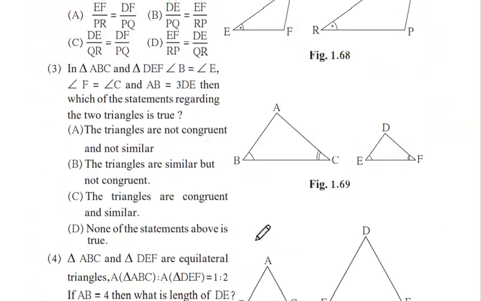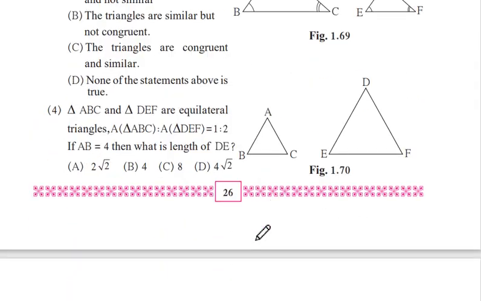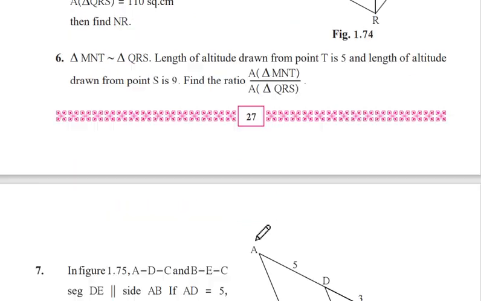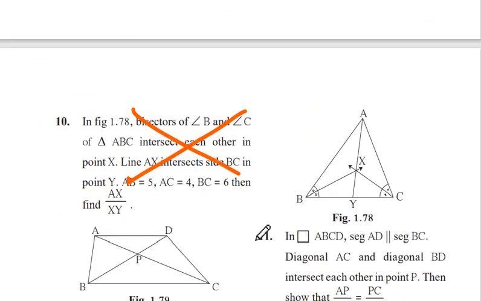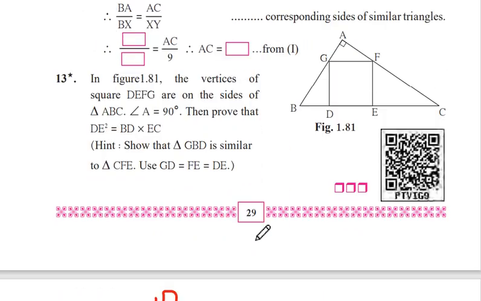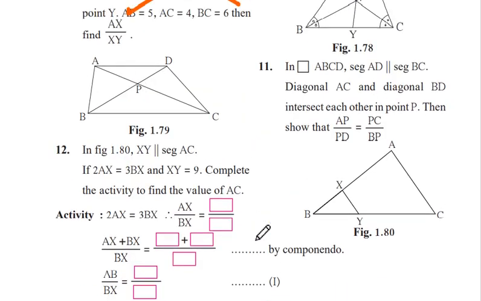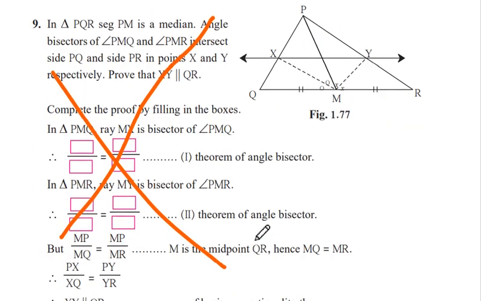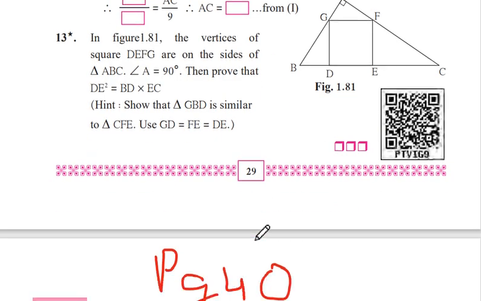Page number 28, problem set has started. In the problem set, on page number 28, question number 8, question number 9, question number 10. Till question number 10 it has been cancelled. So in the problem set, 8, 9 and 10 are not there. Now we have completed our first chapter.